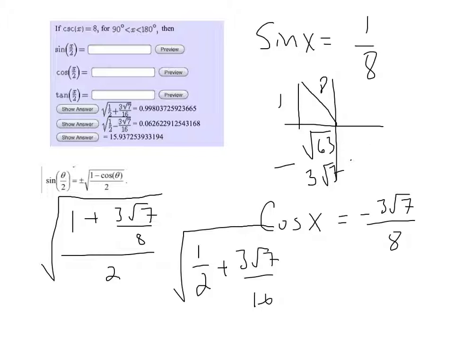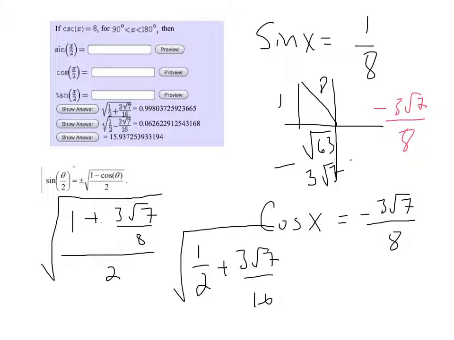Okay, so then we got to apply that half angle formula. So that's what I did. I wrote 1 minus, well, since the cosine of this angle is negative 3 square roots of 7 over 8, negative turns positive.